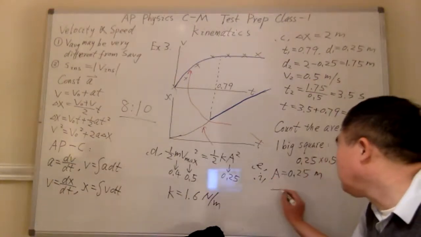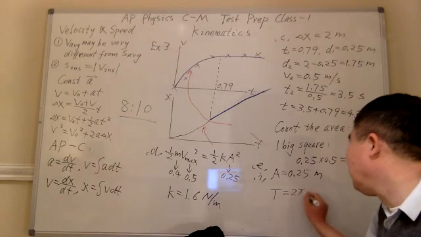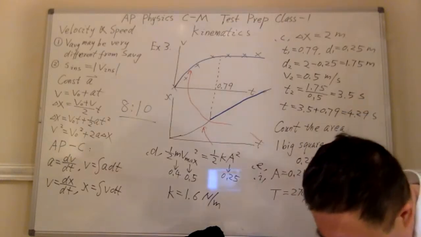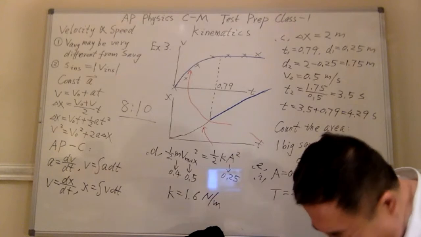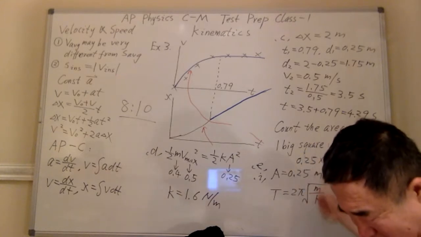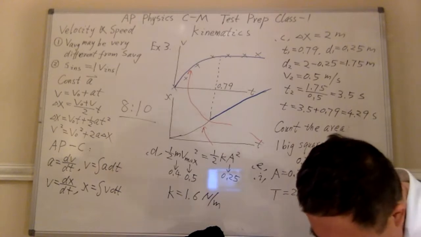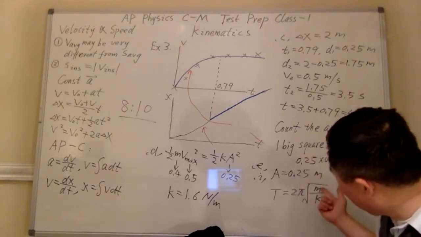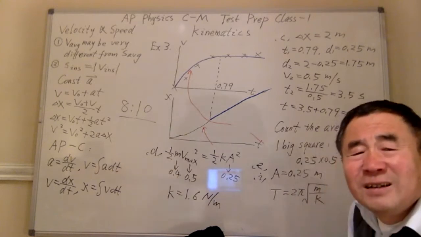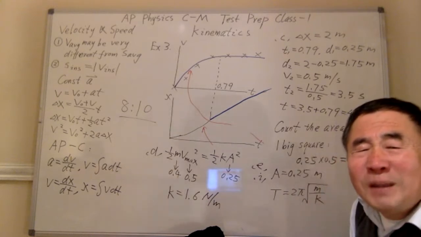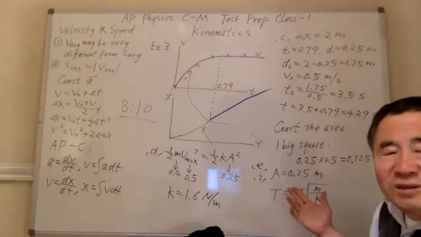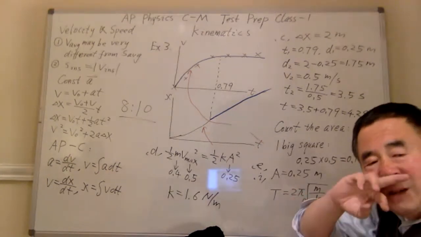Period. We said the period is equal to 2 pi root of m over k. If you know the m and you know the k, then you can do that. But there is another way you can use to find out the period.